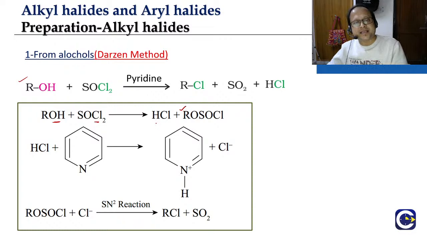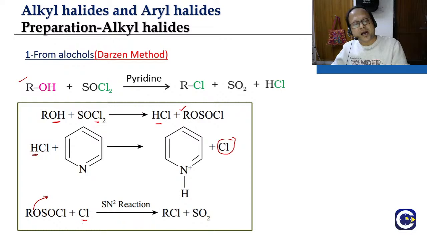Because you are using pyridine as solvent, when you are having HCl with pyridine, pyridine is going to take up hydrogen and you will be given chloride, but hydrogen is removed and you have got your Cl minus. Now this Cl minus is going to attack R and leave this out.